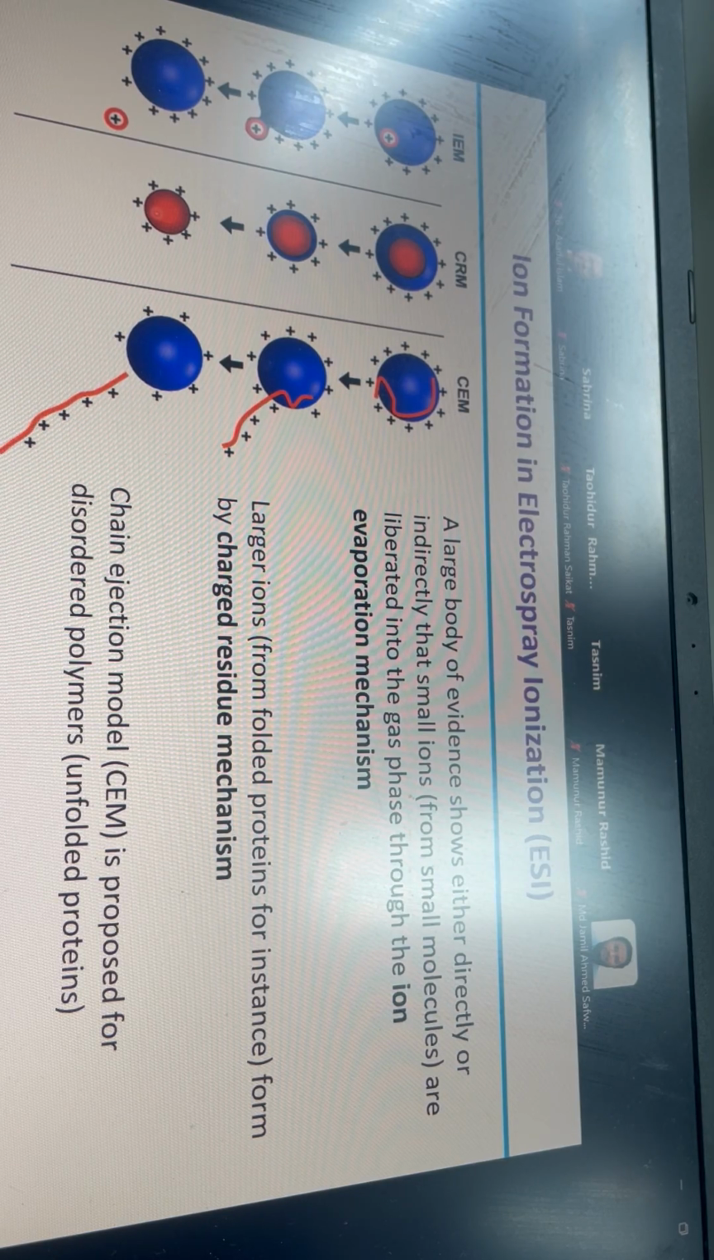And this is for globular protein, if the protein is folded. But if the protein or polymer is unfolded, it will follow the charge ejection model. That means they will be ejected from the droplet and they will have a charge. So this is for disordered and unfolded protein. This is how electrospray ionization forms different types of ions.